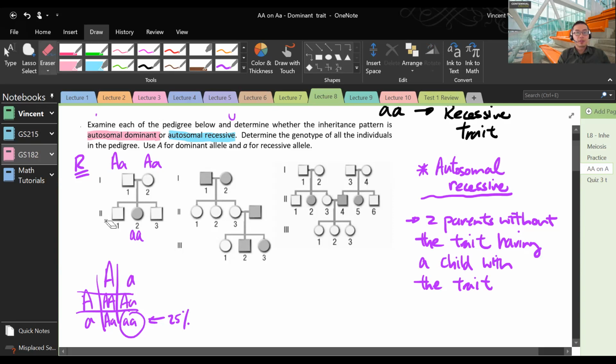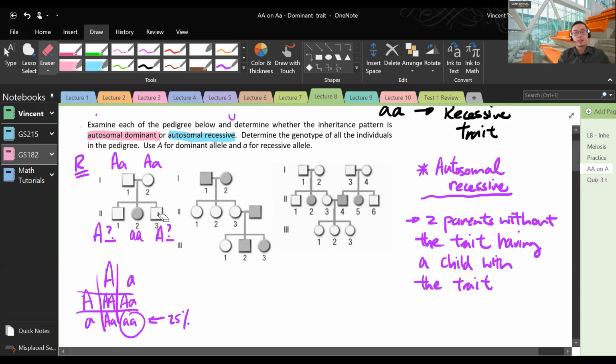Now for the brothers, this one's going to be big A something, but there's no way for us to tell. They could be big A, big A with a 25% chance, or a 50% chance they are big A, small a. So that's all we can do for this one. Let's take a look at the next one.